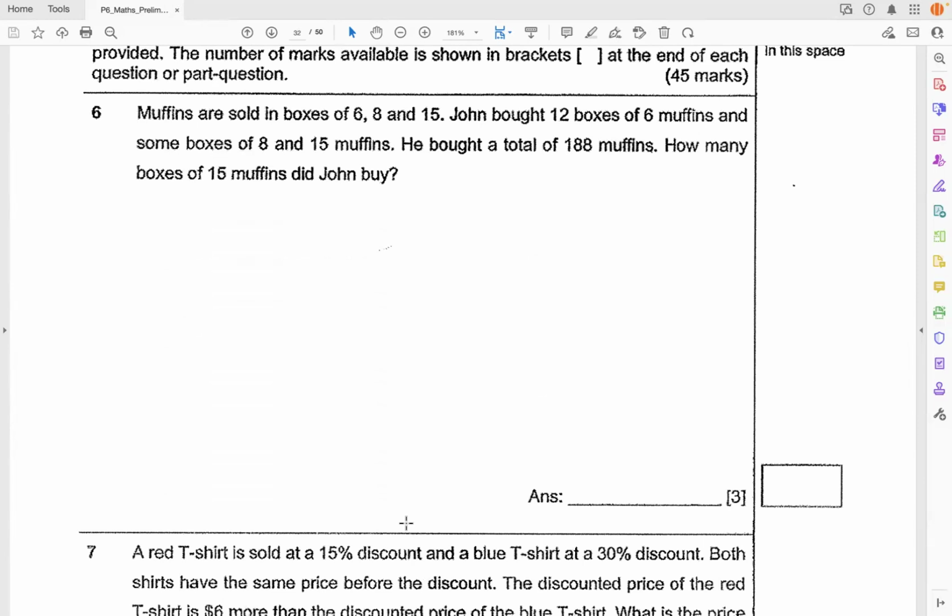Okay, so let's start off with calculating the obvious, which is 12 boxes of 6 muffins. All right, do this and you get a method mark. So 12 boxes of 6 muffins gives you how many muffins? 12 times 6 gives you 72 muffins. Okay, so let's exclude these 72 muffins. So what's the remaining muffins will be bought 188, right? So 188 minus 72 muffins. So this is the remaining muffins.